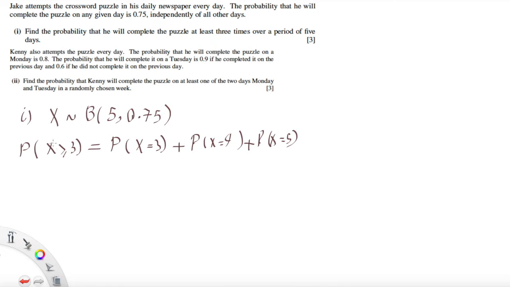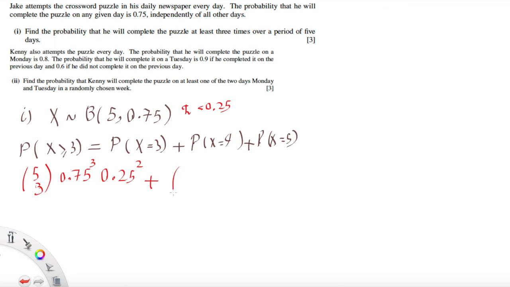Here you can also find the probability of x equal to 0, 1 and 2, then subtract from 1. Probability of x equal to 3 will be combination of 5, 3, 0.75 to the power of 3. Sorry, it was 3, let me fix it. Then your q will be 0.25, 0.25 to the power of 2, because 3 successes, so definitely 2 failures.